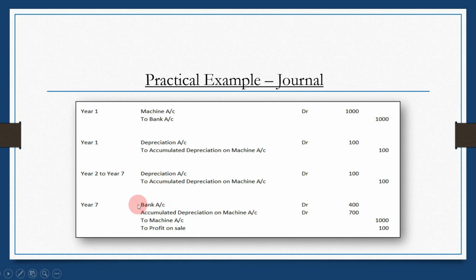So you are debiting your bank account 400, and then you have to adjust your accumulated depreciation. So whatever balance is there in accumulated depreciation, which is 700, you have to debit it. Finally, credit your machine account. Machine's book value was 1000, and then if you check the balancing figure here, 100 is the profit for it.